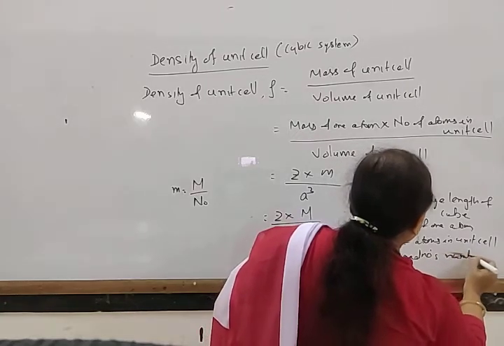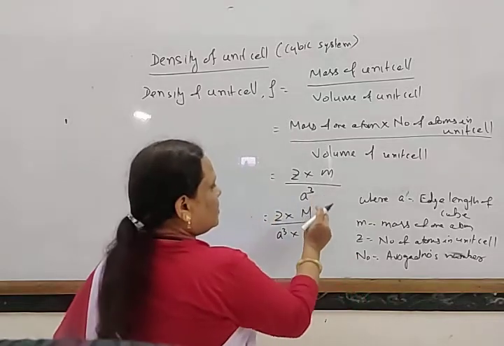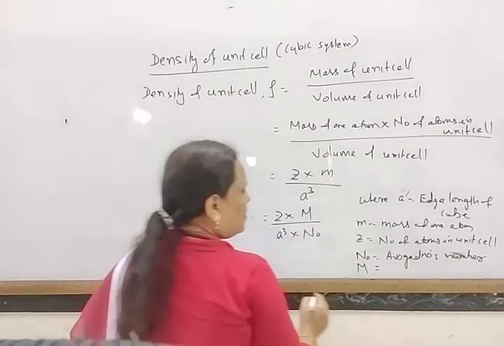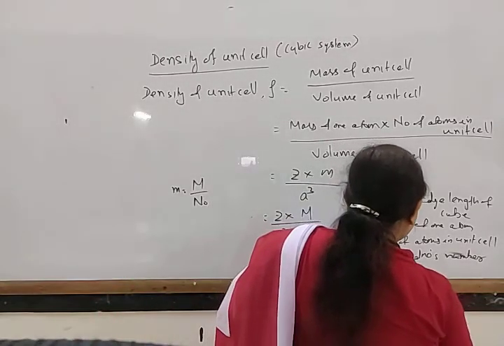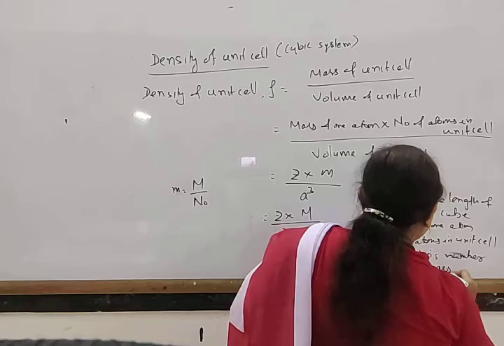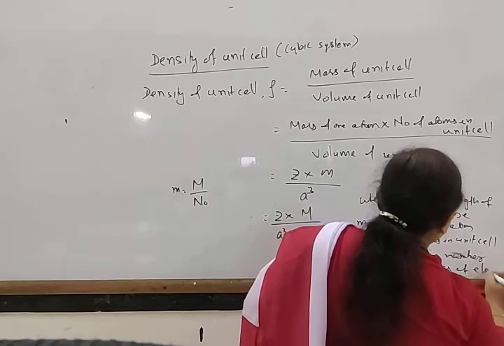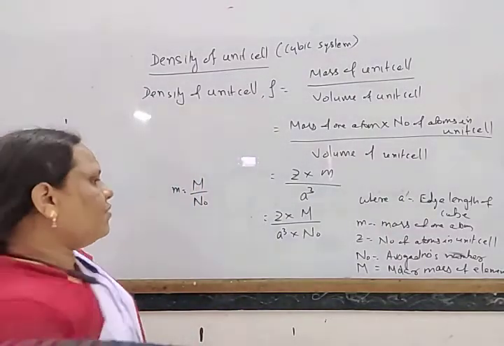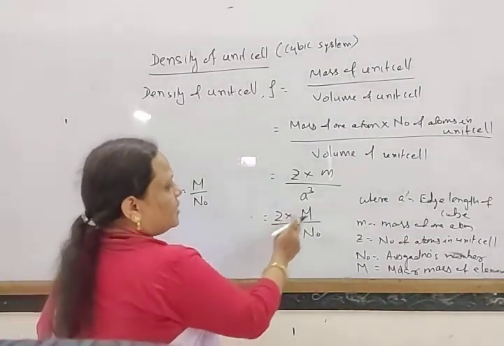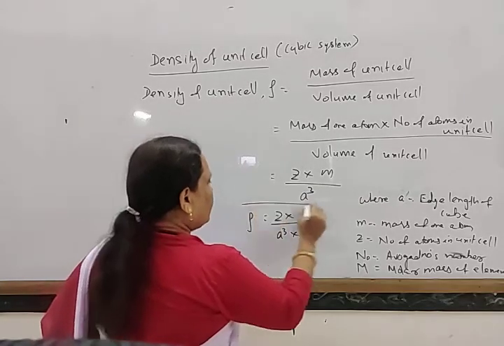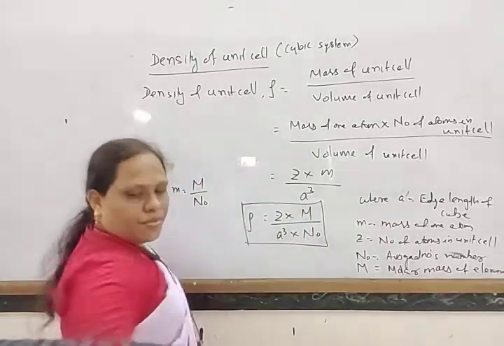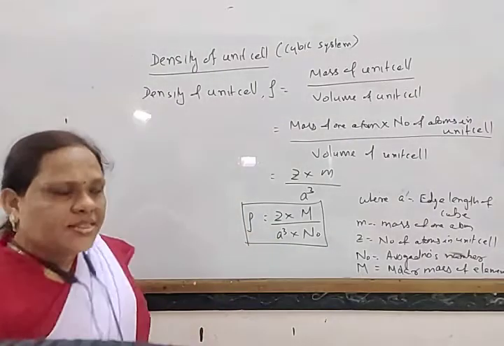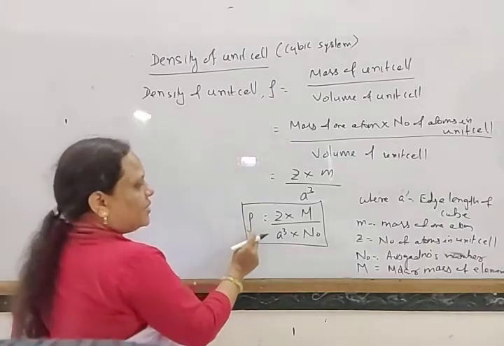Avogadro's number. And what is this M? This M represents the mass of one atom. This is the molar mass of the element. In this way, Z equal to M. So rho equal to Z M by a cube into N0. So this is the formula to calculate this one.